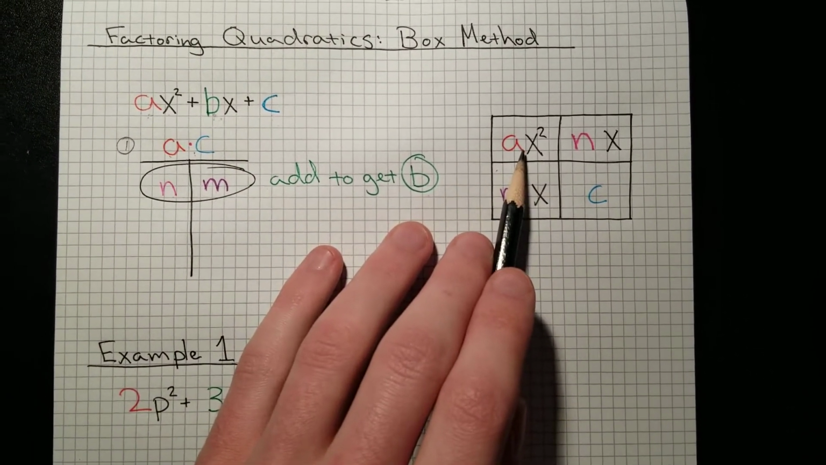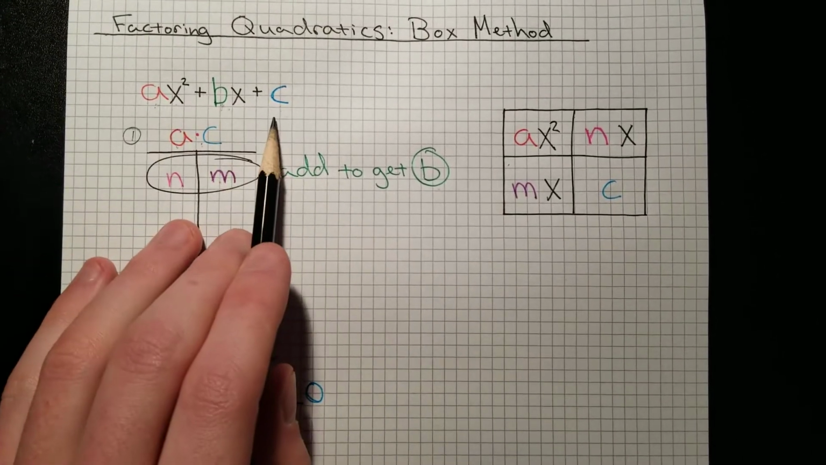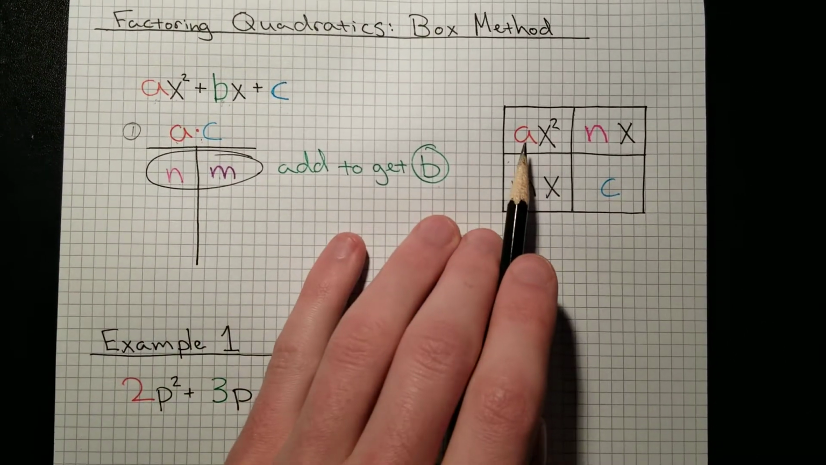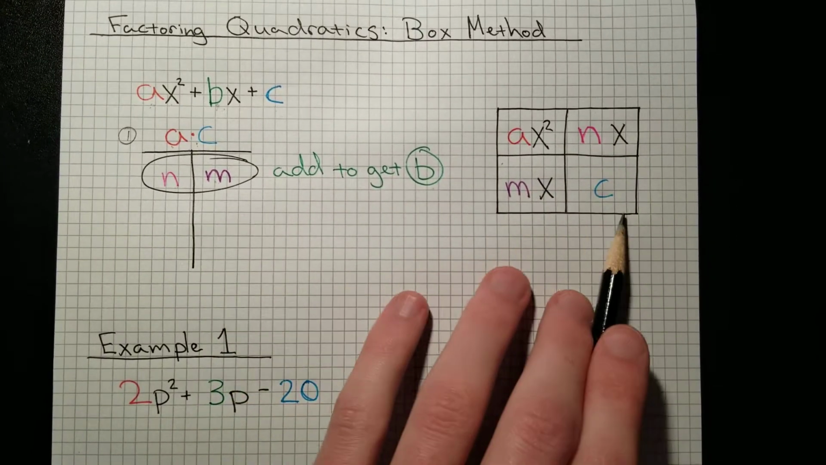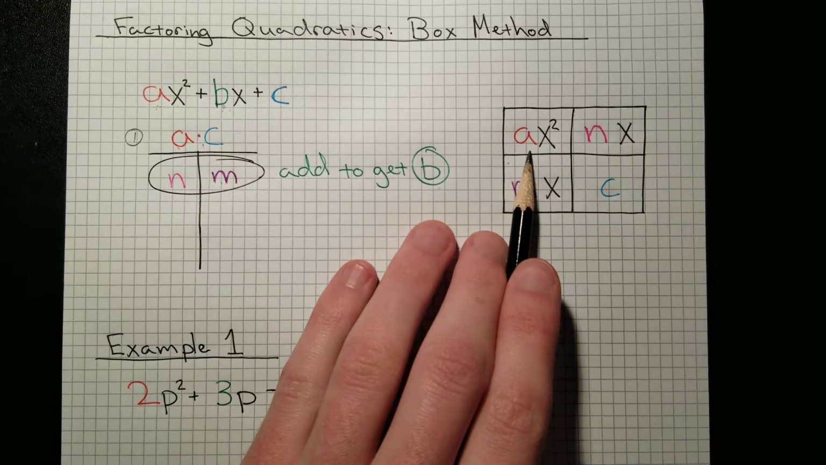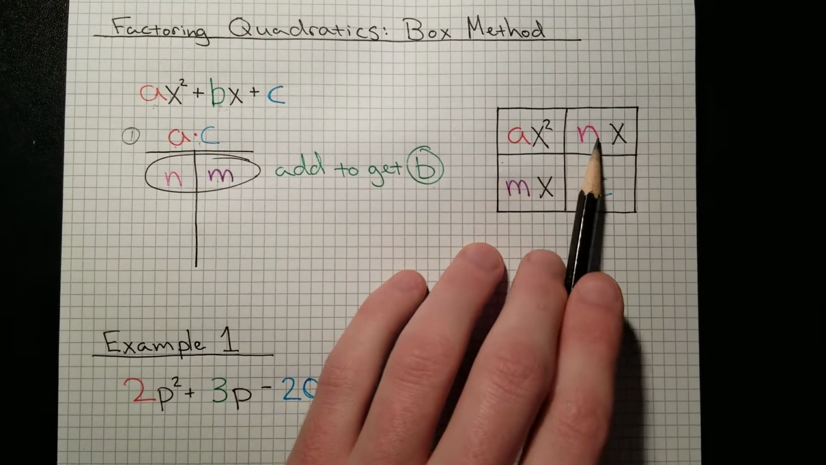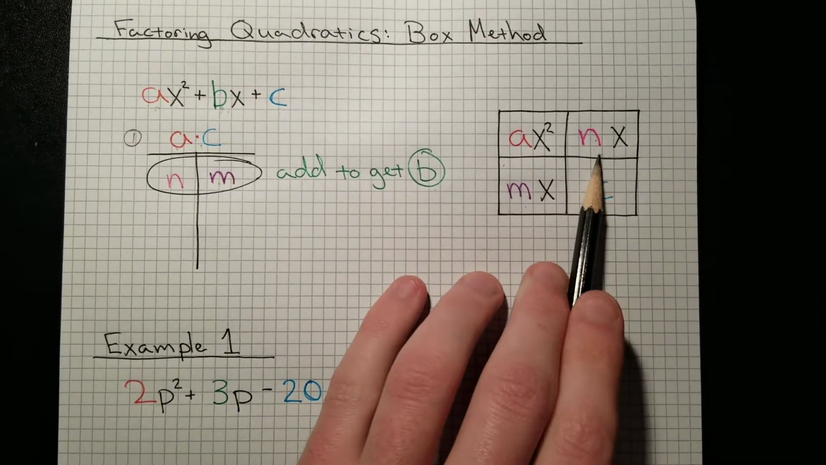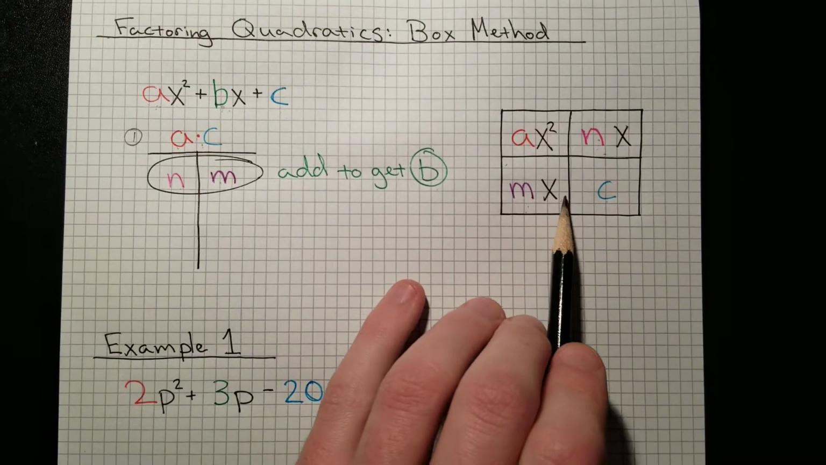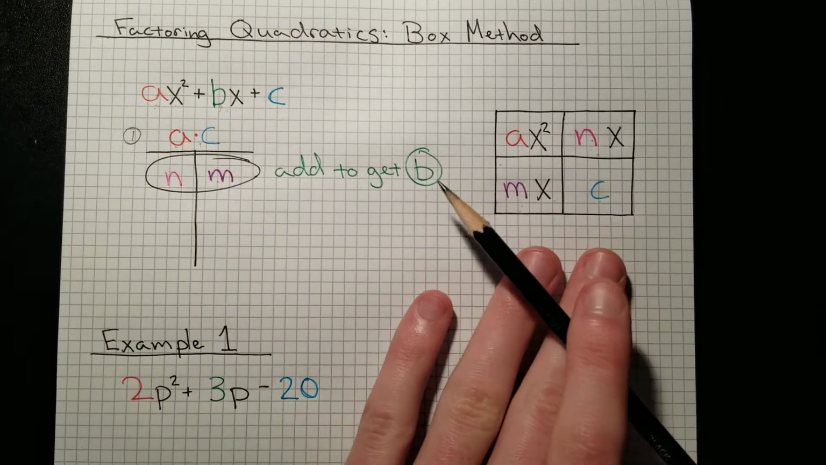Now, after you're done with that, you have to take those two things and some of the stuff from the original, and we're going to make a box. So you make a box that looks like this. We take that first ax squared term, put that in the top left. We put the c term in the bottom right, and then you take those numbers, the n and the m, you put those in those two spots, and you put an x in front of them. And then we factor at the end. I'll show you what that looks like.